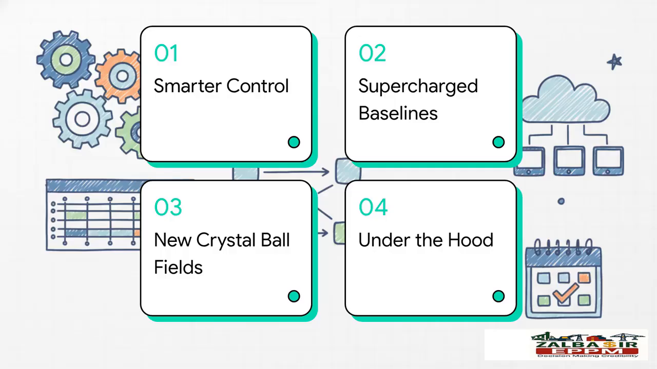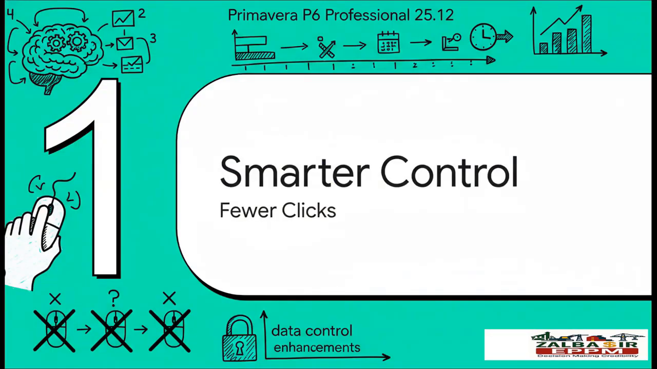Okay, so here's how we're going to break this down. First up, we'll look at smarter control with fewer clicks. Then we're going to talk about supercharging your baselines. After that, we've got some new, what I'm calling crystal ball fields. And finally, we'll peek at some of the under-the-hood upgrades. Let's get to it. All right, first up, smarter control, fewer clicks.